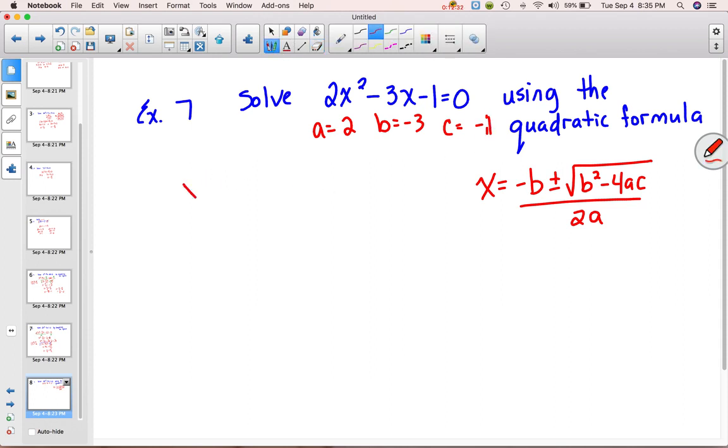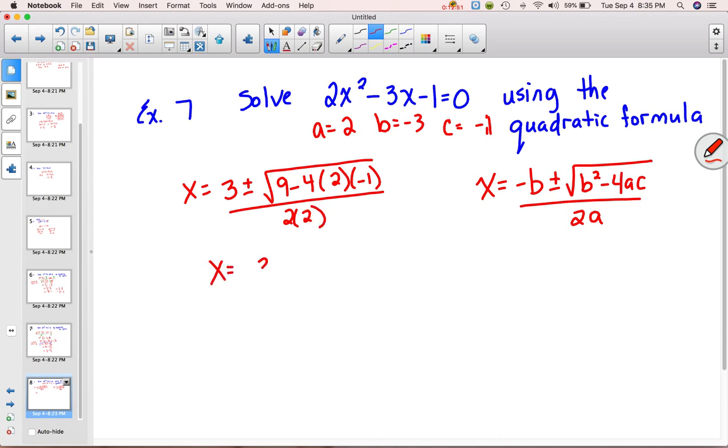So x equals the opposite of b, the opposite of -3 is +3, plus or minus the square root. B squared is going to be a +9 minus 4 times 2 times -1 all over 2 times 2. So we get 3 plus or minus the square root of 4 times 2 times -1 is going to give me a -8, so 9 minus -8 is a +17. So we have x equals 3/4 plus or minus the square root of 17 over 4.